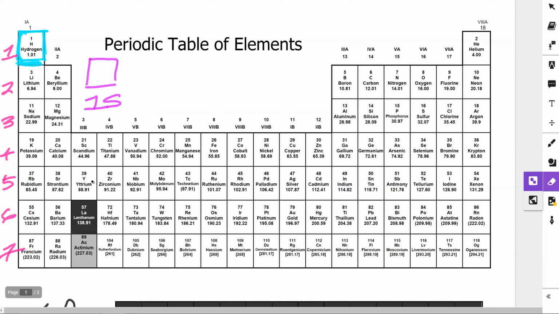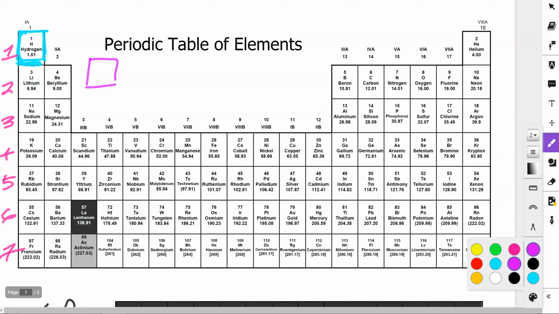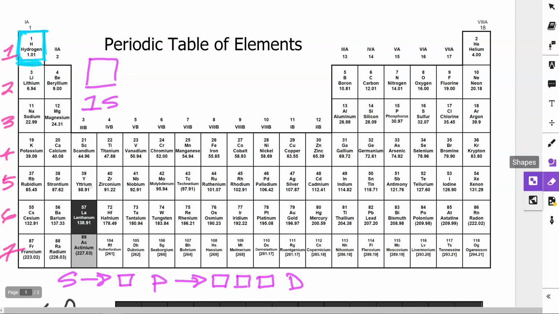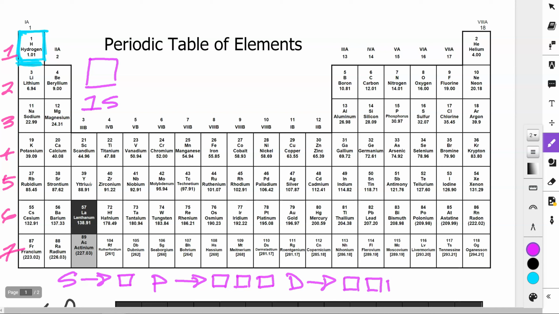Now, at this point, we might want to add something to your periodic table that can help you remember this. Somewhere in your periodic table, you can write that the S block is going to get 1 box, something like this. S is going to get a single box, that's an orbital. P is going to get 3 boxes. D is going to get 5 boxes. Not a very good looking arrow there. And then F is going to get 7. So you can just draw out 7. I'm not going to do that.